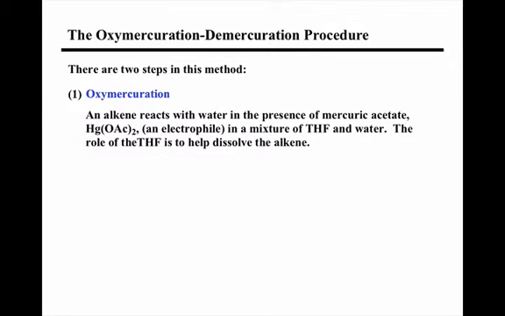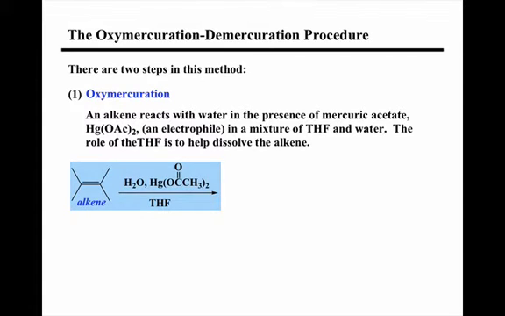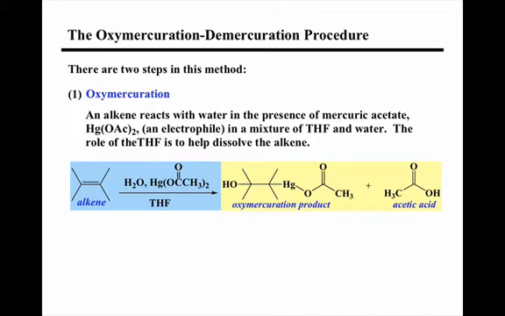Okay. And so the first step, here we've got just a generic alkene. We've got a mixture of water, mercury acetate, and THF. And the first step is oxymercuration. So what's actually being added across the carbon-carbon double bond based on that name? An oxygen atom and mercury. Okay? However, that oxygen atom is added as OH.